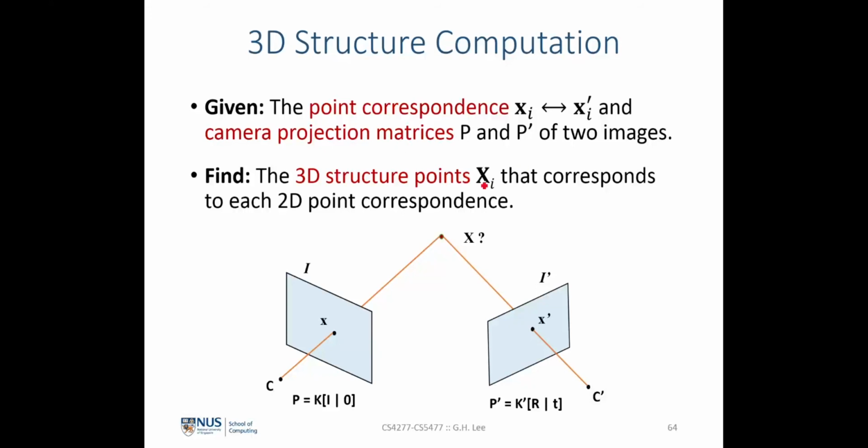So far we have seen that given the point correspondences between two views, how we can recover the fundamental matrix F in an uncalibrated setting. And we have seen that by recovering F, the fundamental matrix, we can decompose it into a pair of camera projection matrices denoted by P and P prime respectively. Although we also saw that the decomposition is not unique.